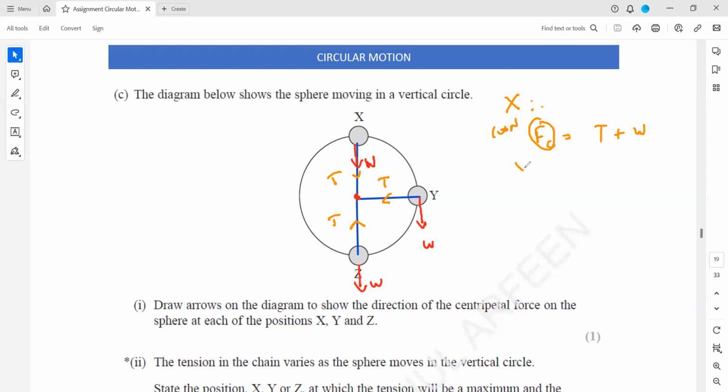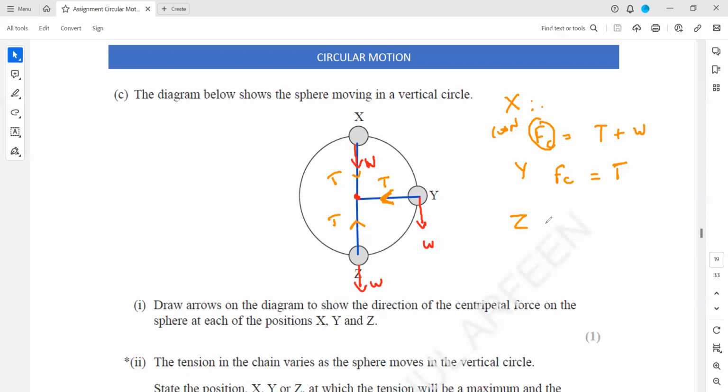At position Y, weight is downward, so it does not contribute to the centripetal force. So the centripetal force equals the tension. What is the tension in the rope? That will be the same as the tension at Y, because tension is directed towards the center, and that force is also responsible for circular motion. So centripetal force equals tension.